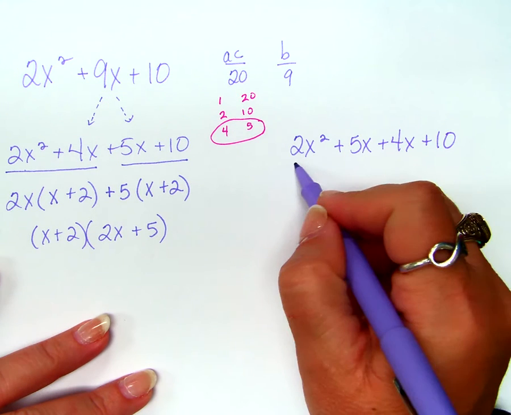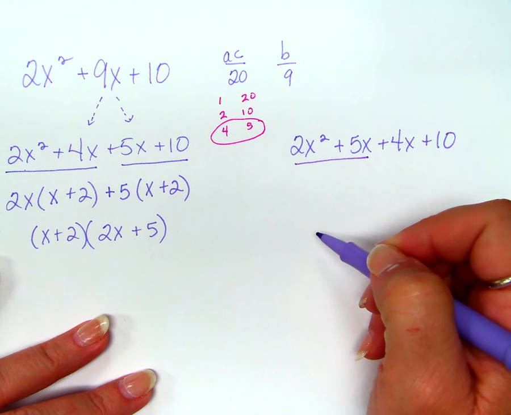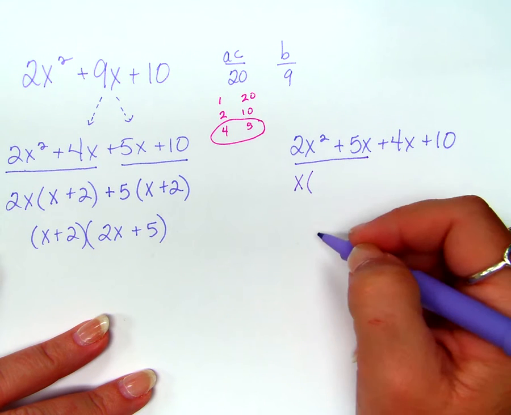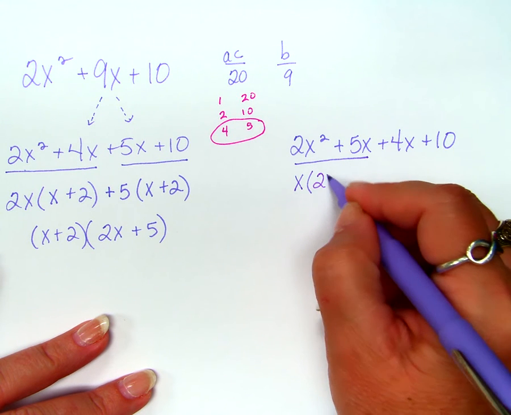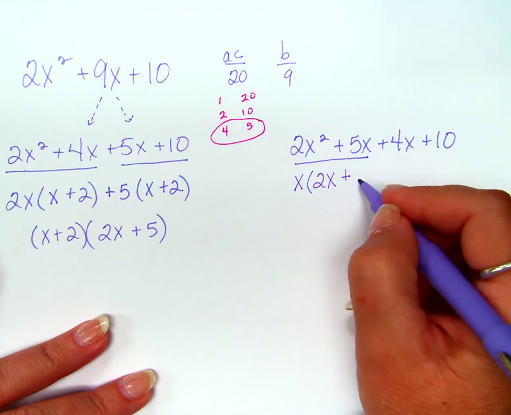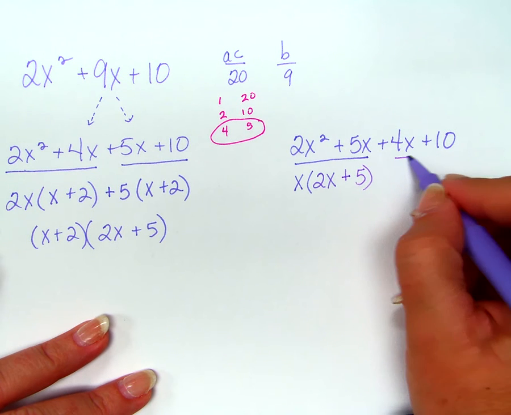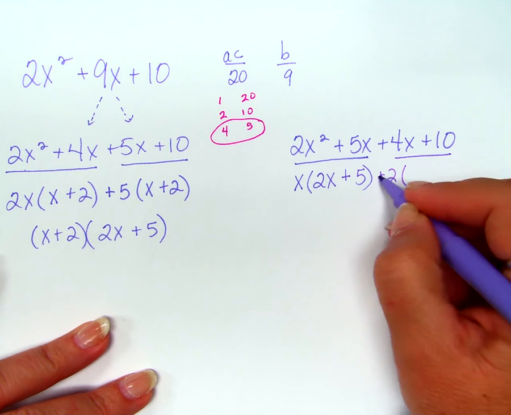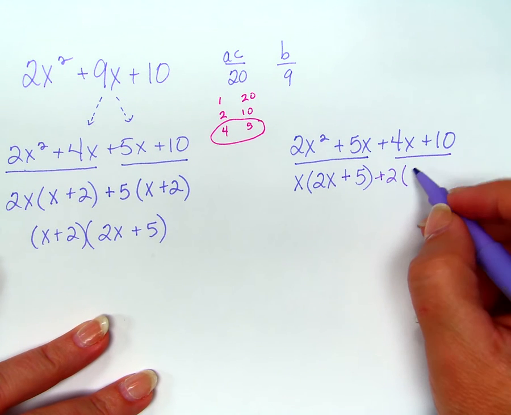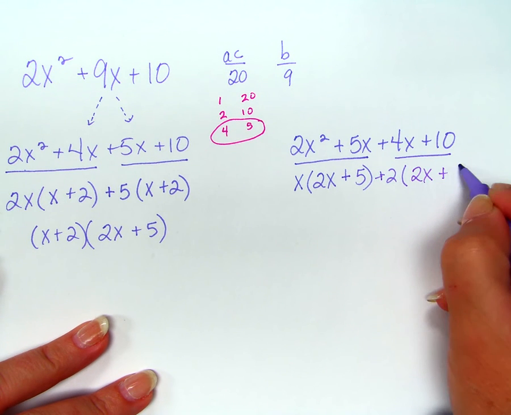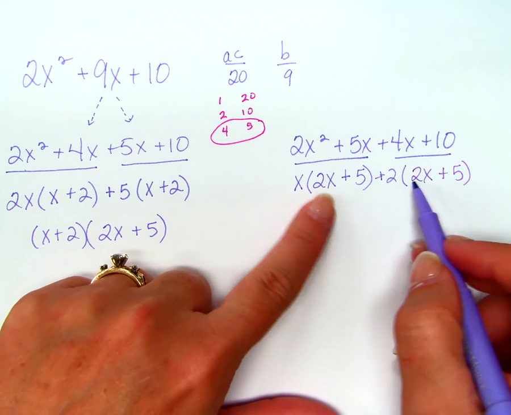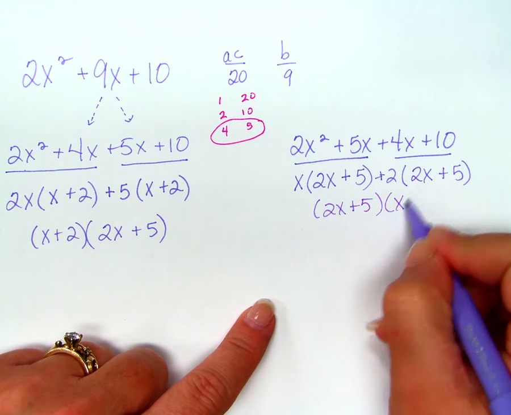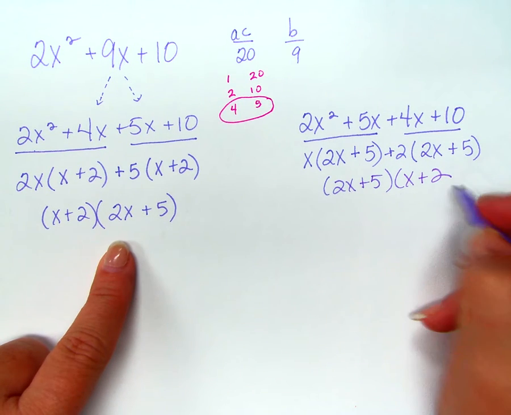Then let's make sure. What's common in the first two terms? X. What's left when I factor out an x? 2x plus 5. What's common in the last two terms? A 2. What's left when I factor out a 2? Do they share a common factor? 2x plus 5 and x plus 2. Huh.